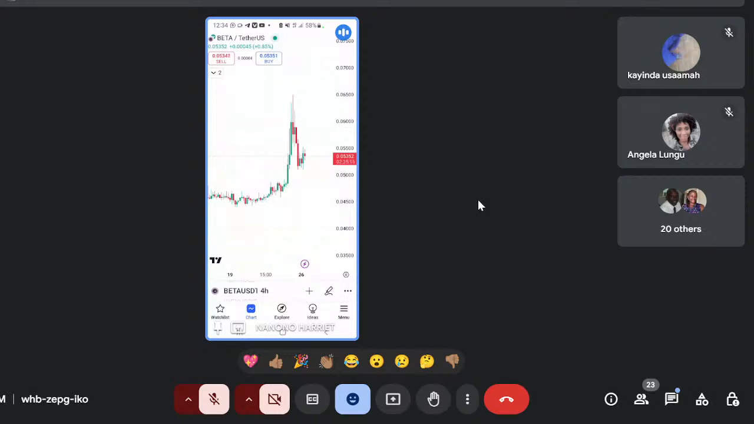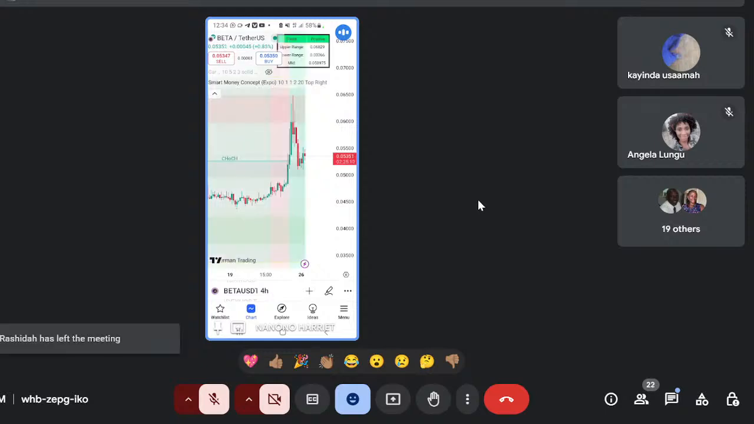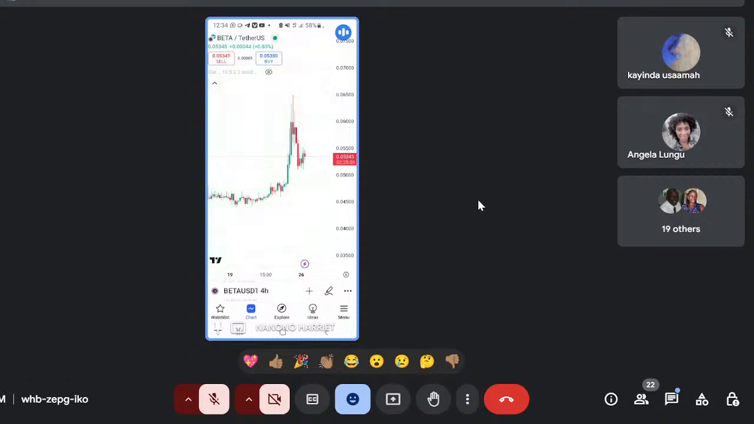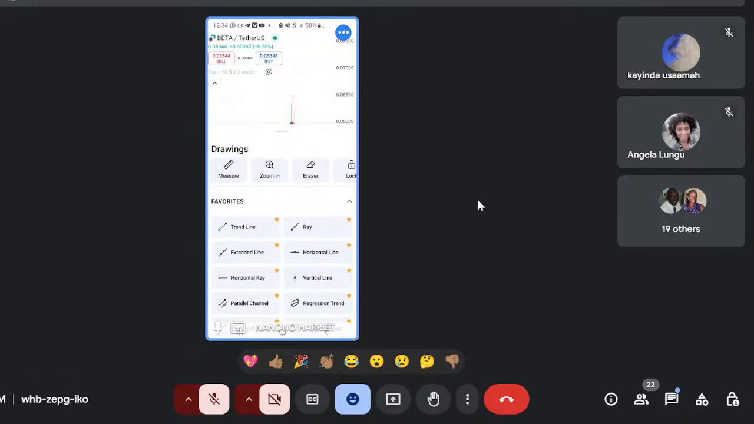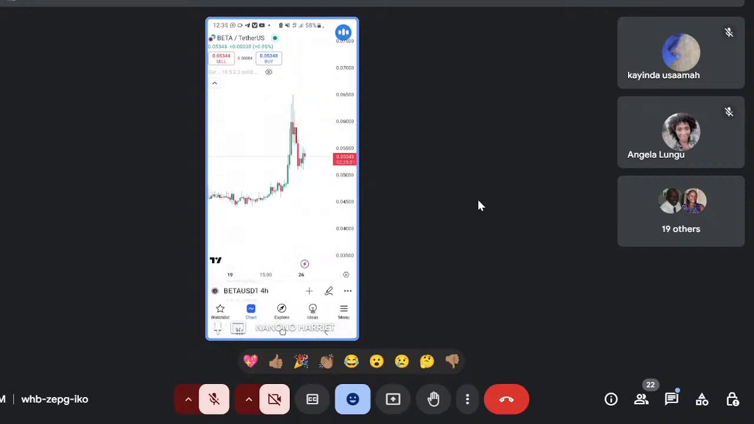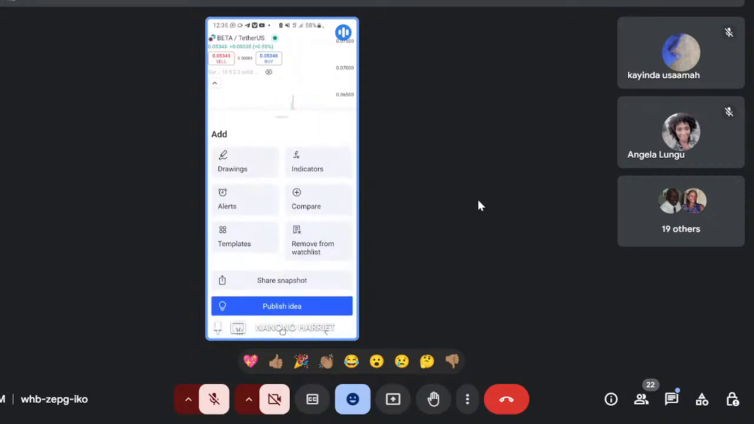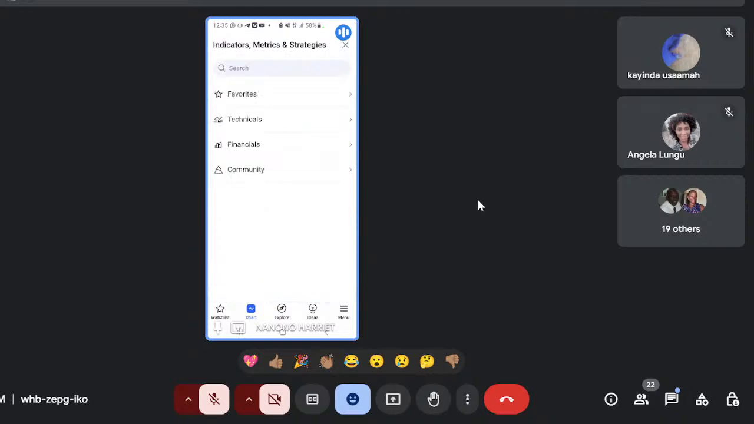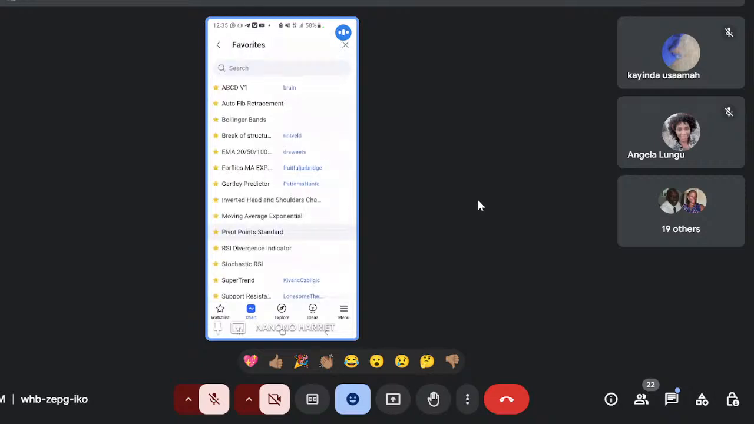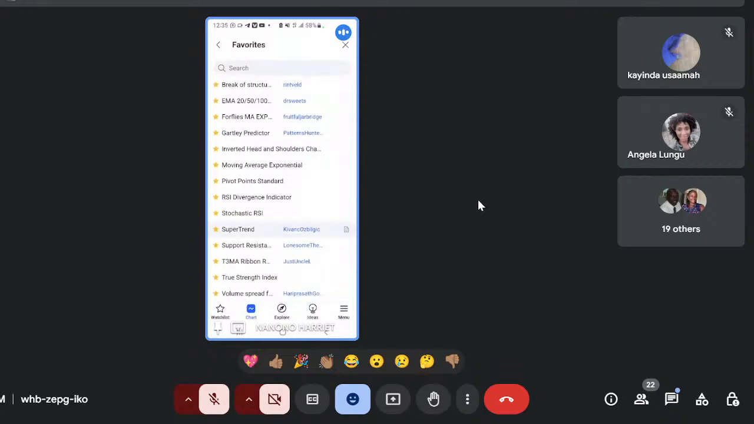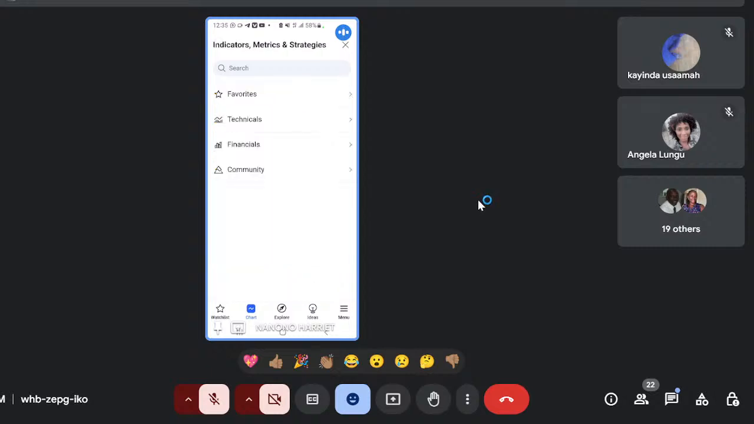Okay, I want to put the RSI. I should remove the smart money concept so that I can put it there. No, it is not that. I put the RSI. Indicators, favorites, RSI, stochastic, this one. Stochastic RSI.